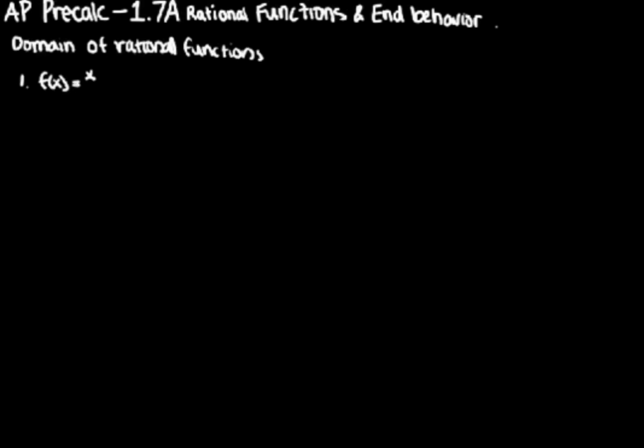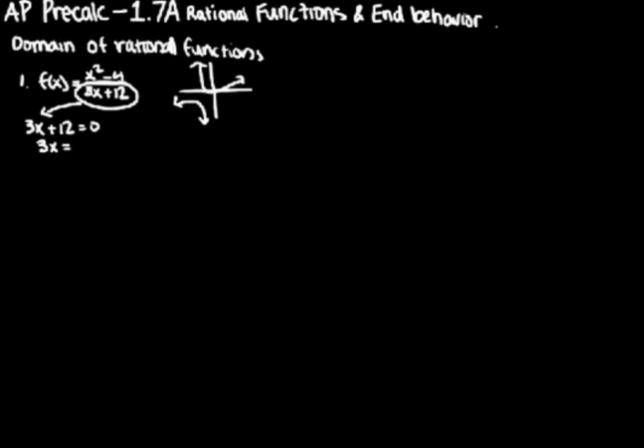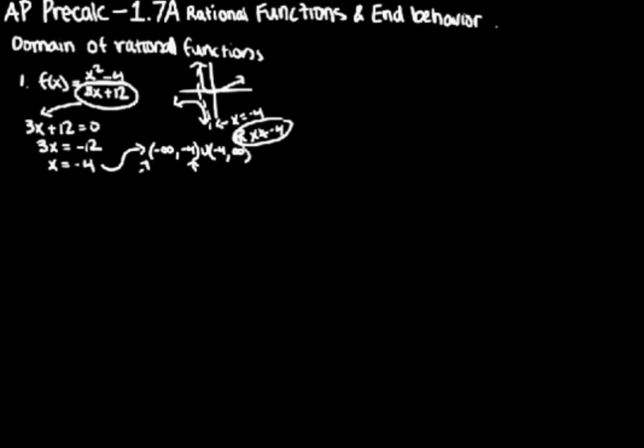So first up, we have f of x equals (x squared minus 4) over (3x plus 12). This is just how the graph looks, but we're going to take a look at the denominator. We're going to set it equal to 0 because when the bottom is 0, it's undefined because you can't divide by it, so that's how you know it's an asymptote. So you solve and you get -4, and that's just saying that it's going everywhere left to right but -4. So how you put it in the format is negative infinity, -4, union, -4, infinity.